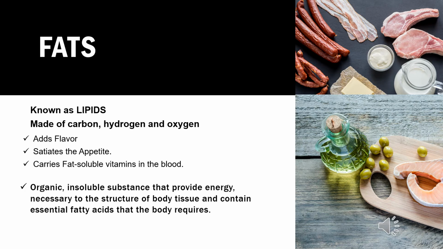So fats also help to carry fat soluble vitamins in the blood. So you have fat soluble vitamins, which are A, D, E, and K. Those vitamins can only be broken down if there's some sort of fat in the system. Okay. There's also water soluble vitamins, but we'll talk about those in a few minutes. So fat is important for that kind of stuff.